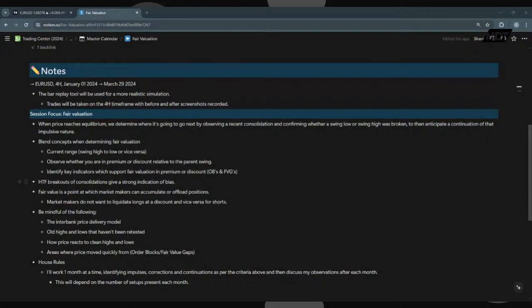And then we also identify key indicators which support fair valuation in premium or discount. These are order blocks or fair value gaps for now. So essentially that's observing a range and looking at whether it's premium or discount. If it is in premium and we're looking to sell, we then identify key indicators that will confirm that price has a high probability of reversing from this area within the overall premium area, and vice versa for the discount area when we're looking for buys.